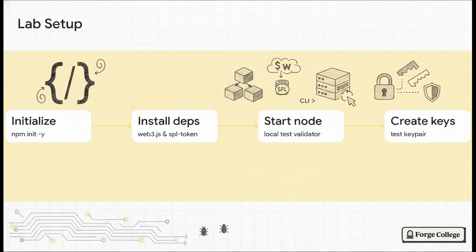First, we initialize our node project. Then we pull in our dependencies, specifically the Solana Web3.js and SPL token libraries. Next, we fire up a local test validator straight from the command line. And finally, we generate a local test key pair. That way, our scripts can sign transactions without risking any real funds whatsoever.